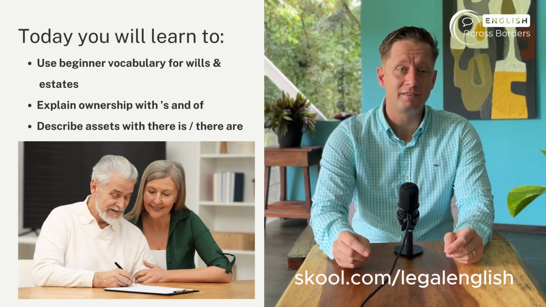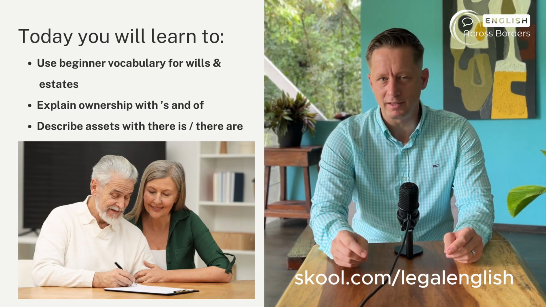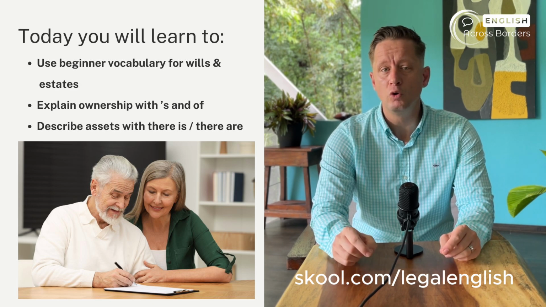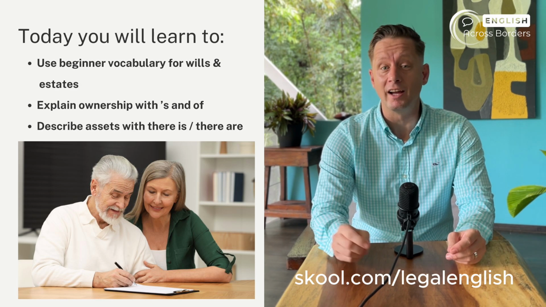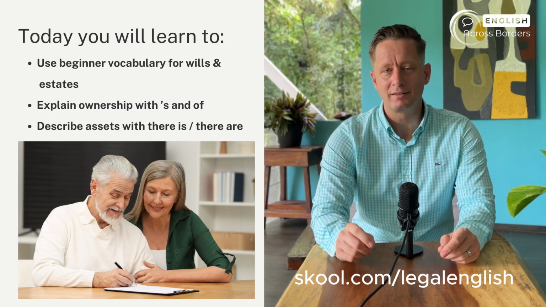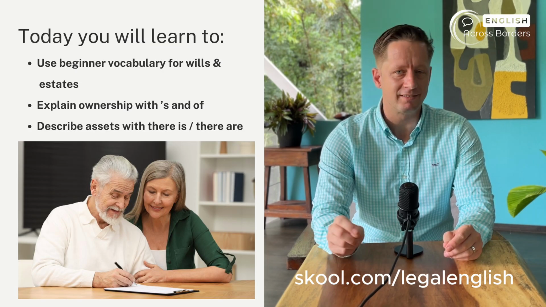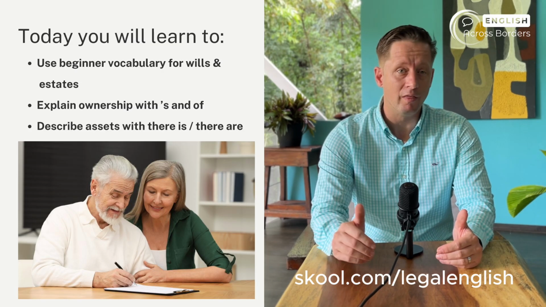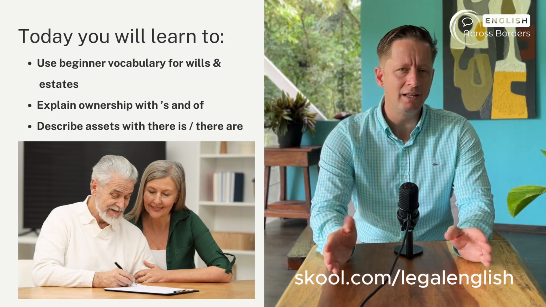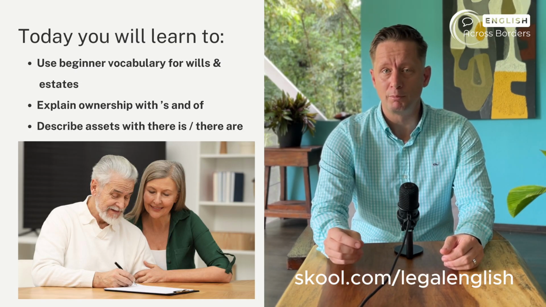First, we'll learn essential words for wills and probate, simple definitions with clear examples. Second, we'll use possessive forms to say who owns what: the client's house, the house of the client. Third, we will practice "there is" and "there are" to list what exists in the estate. There is a will, there are three heirs. By the end, you'll be able to explain the basics of a will and a probate process in simple professional English.